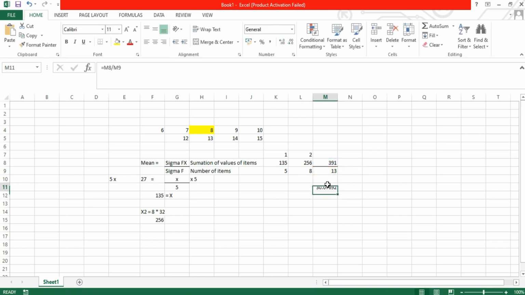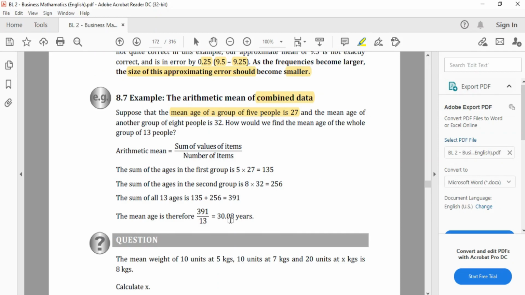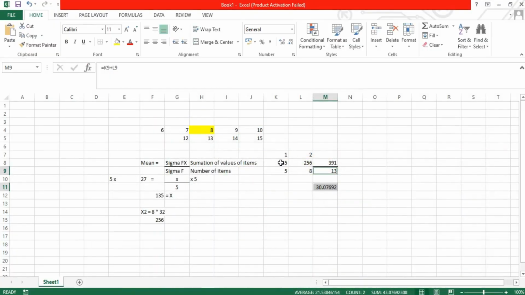Okay. Now the answer, the new mean for all the 13 people, is 30.08 years. You must mention what it is, years or days or whatever. Right? Okay. So this is how you find means of combined data. So this is the total.